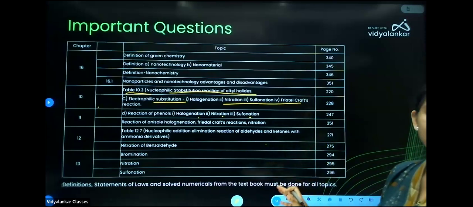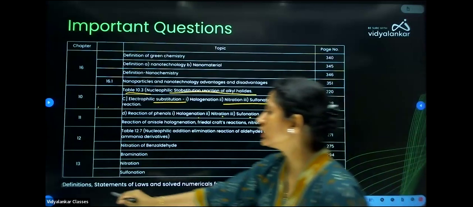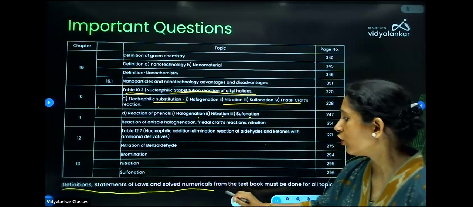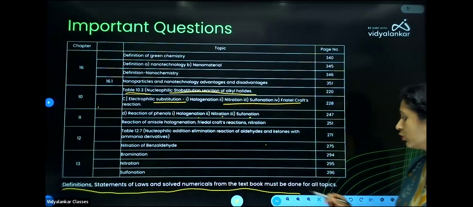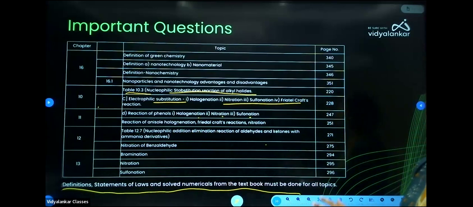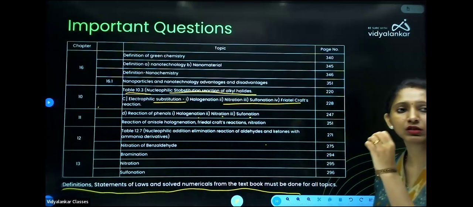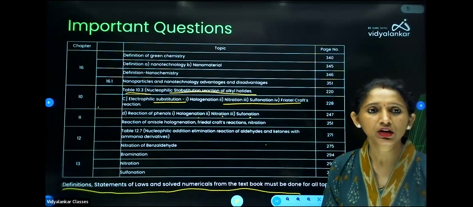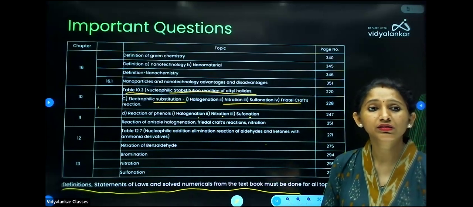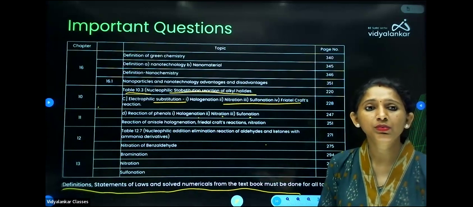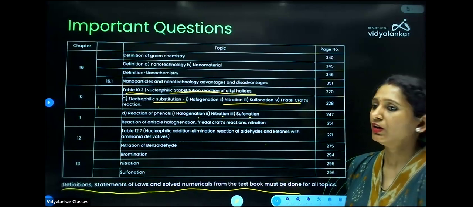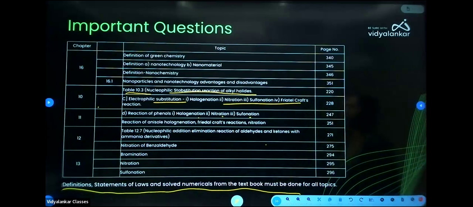With all these, you are not expected to skip any of the definitions, statements of laws, or numericals from the textbook. So study at least these topics. These topics will definitely help you to score better. So I hope you understand which topics at least you are not supposed to skip from the syllabus. Let us go with the next.